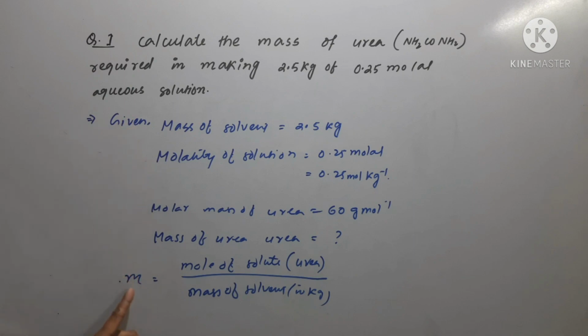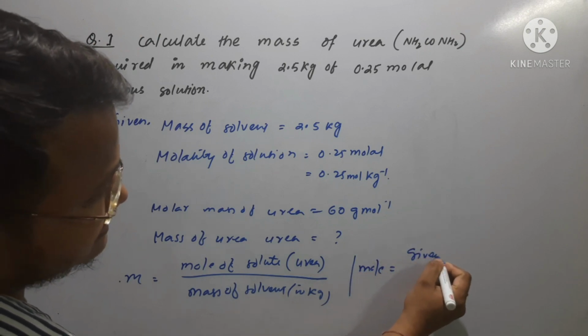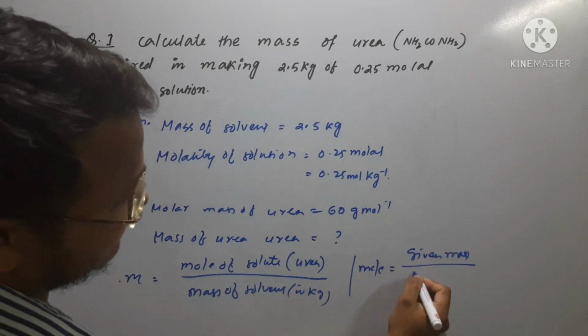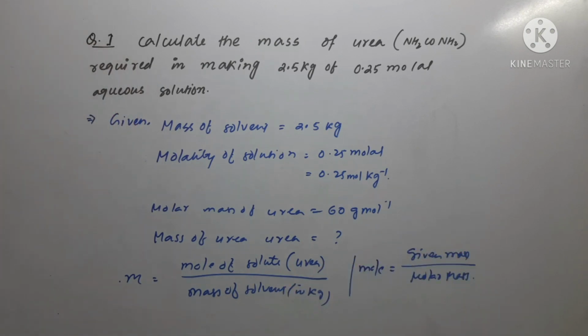I think this is clear. Molality is given to you, right? Moles of solute, and the mass of solvent is also given to us, which is 2.5 kg. Now moles of solute means what? Mole is equal to given mass divided by molar mass, isn't it, guys? Given mass divided by molar mass. So can we put it here something like that? See, okay, let's make it here.